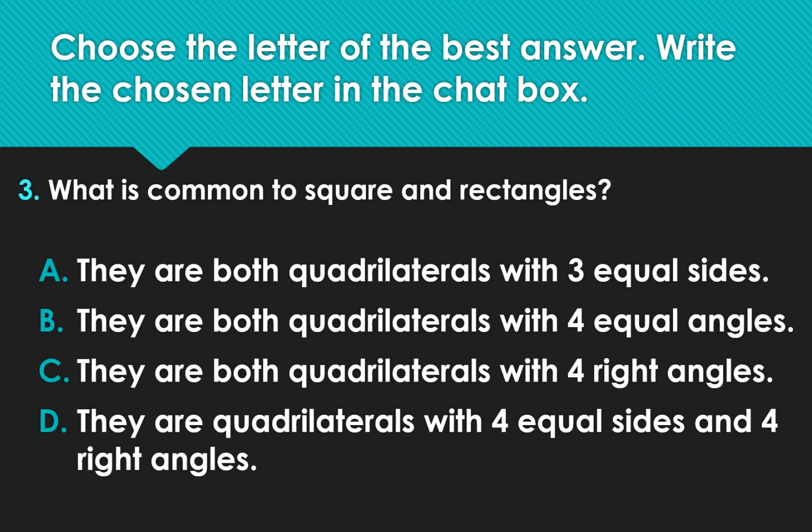Again, number 3. What is common to a square and a rectangle? A. Three equal sides. B. Four equal angles. C. Four right angles. Letter D. Four equal sides and four right angles. And the correct answer is letter C, of course. They are both quadrilaterals with four right angles. They are common in four right angles.